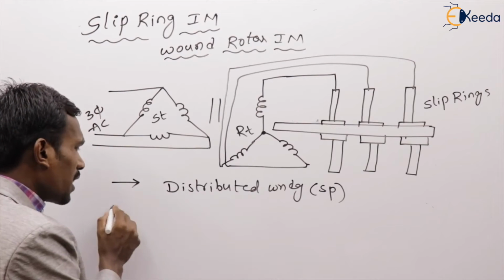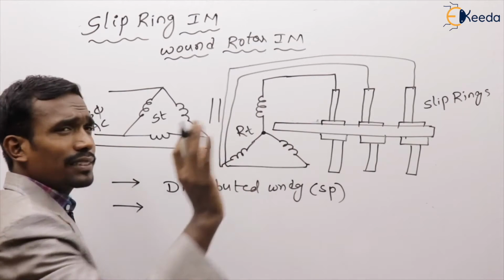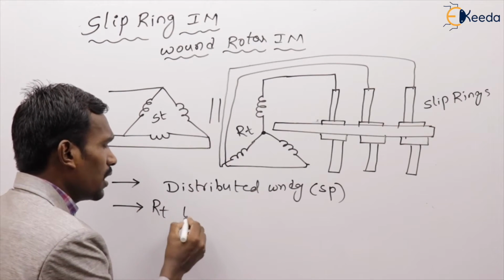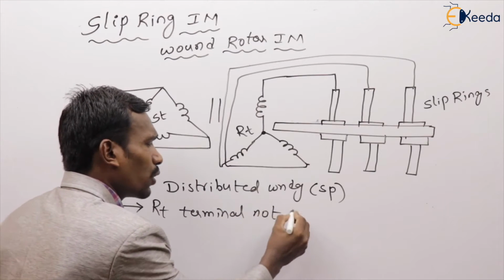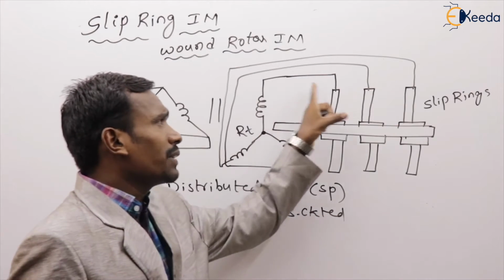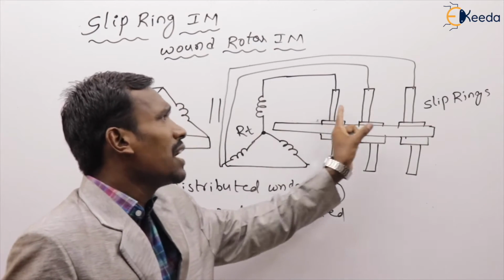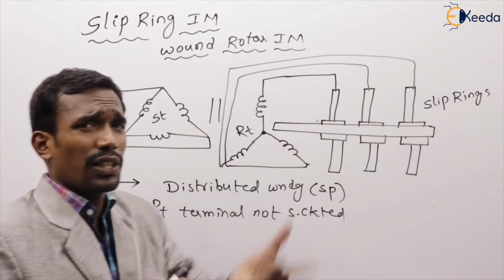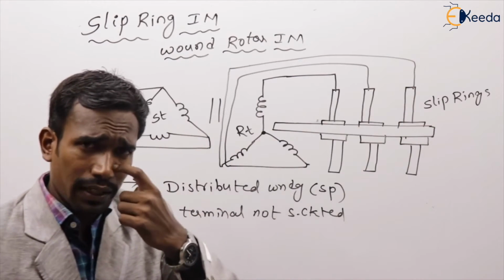Next, generally in this rotor, the rotor terminals are not short circuited. These rotor terminals are connected to the slip rings. That's why they are not short circuited. The rotor terminals are connected to the slip rings only.